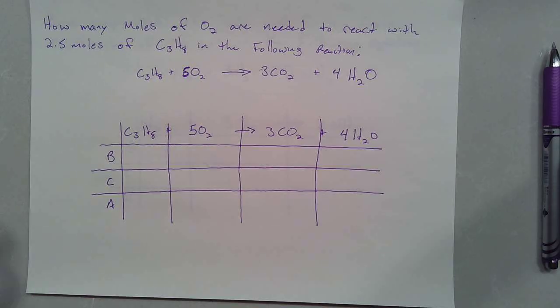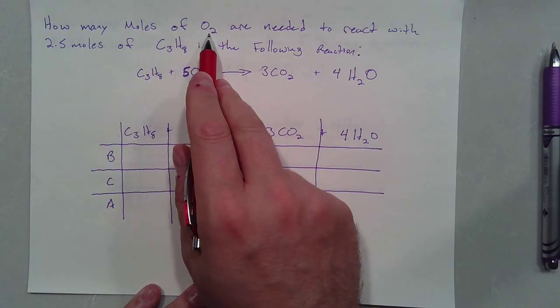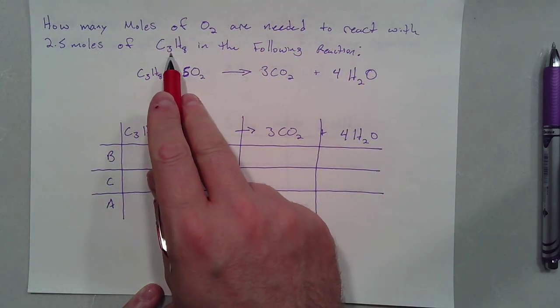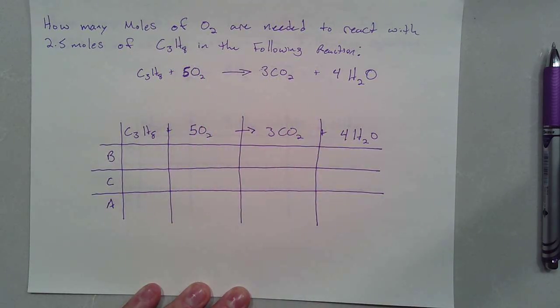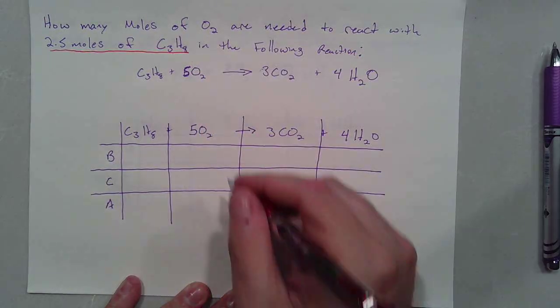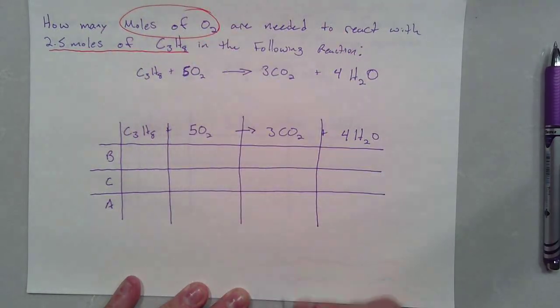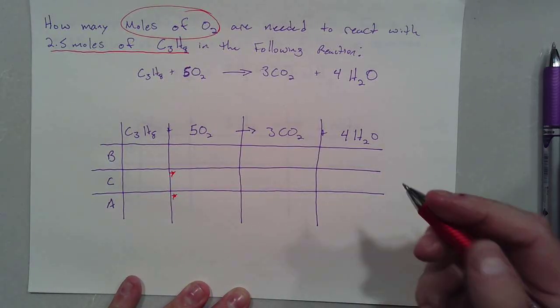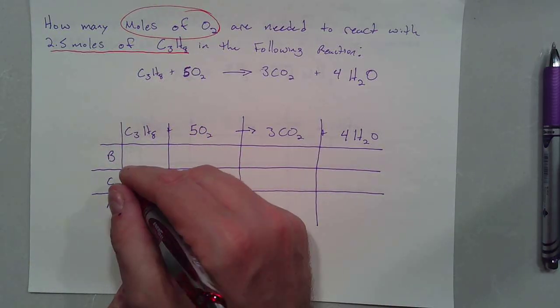Again, try to pause here, try to solve it on your own. I'm going to assume that you've unpaused your video and now you're going to try to correct your answer with me. Okay, so how many moles of oxygen gas are needed to react with 2.5 moles of C3H8 in the following reaction? So I'm given 2.5 moles of C3H8. I'm looking for moles of oxygen gas. So I want to find these. I want to find those boxes. Being given this box right here.